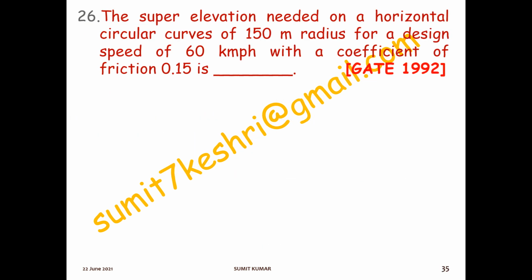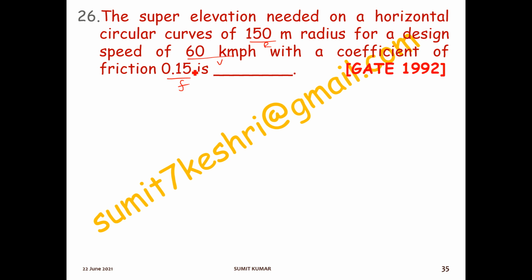Now here is question number 26. Just read this question properly and try to solve it. What is the question saying? The super elevation needed on a horizontal circular curve of 150-meter radius for a design speed of 60. Design speed is given, radius is given, and the coefficient of friction F is given. So here it is very simple.